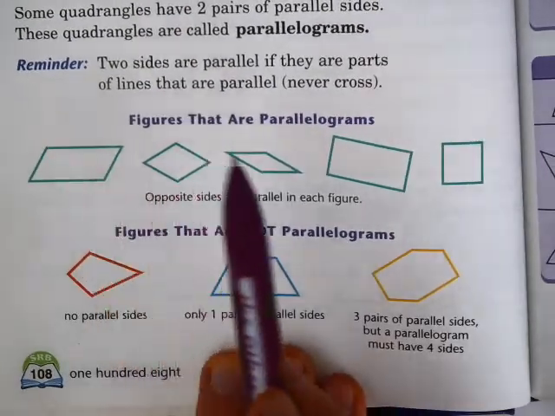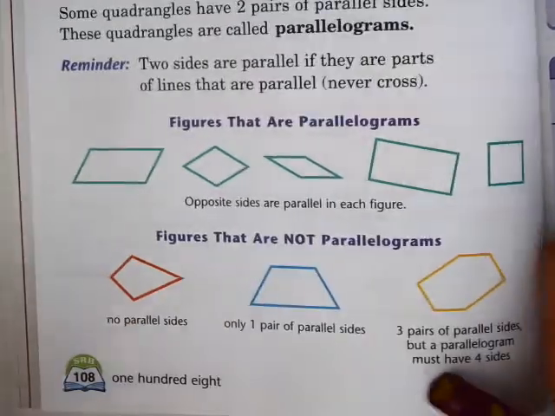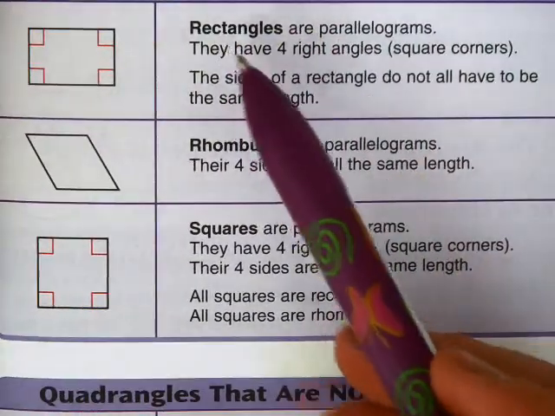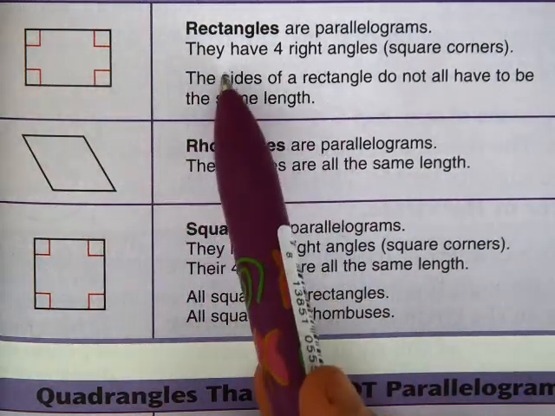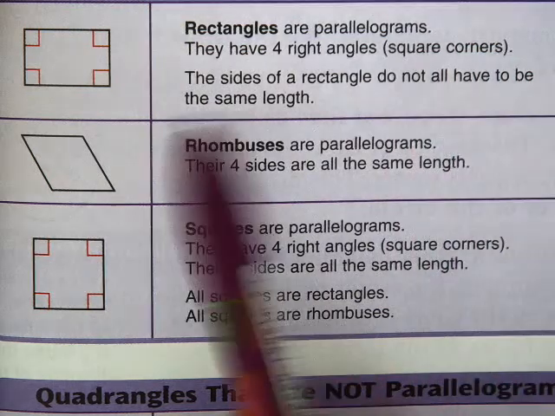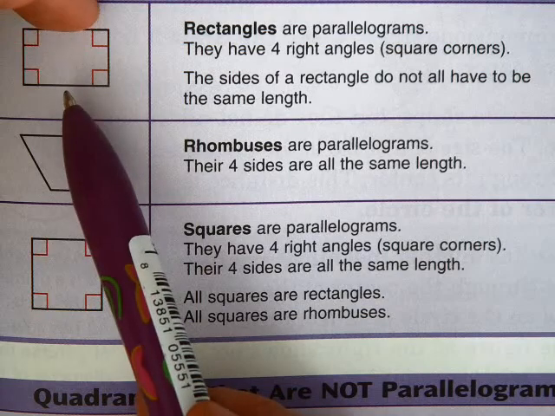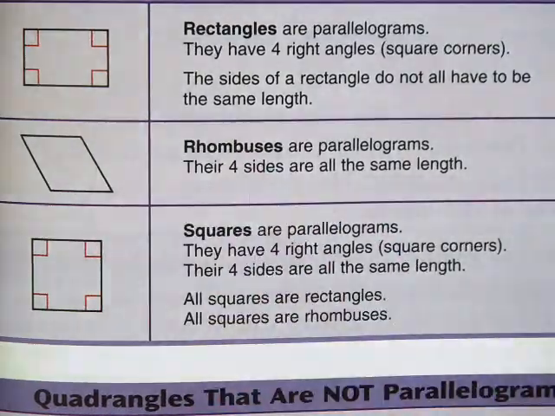So you can look at the examples here. These parallelograms have 4 sides, and both pairs of sides are parallel. That's going to be a parallelogram. Then we have a rectangle right here. It says rectangles are parallelograms. They have 4 right angles, just like the square. And the sides of a rectangle do not all have to be the same length. These 2 sides have to be the same length, and these 2 sides have to be the same length. But unlike a square, where all 4 sides are the same length, these don't need to be the same length. They can be different lengths.